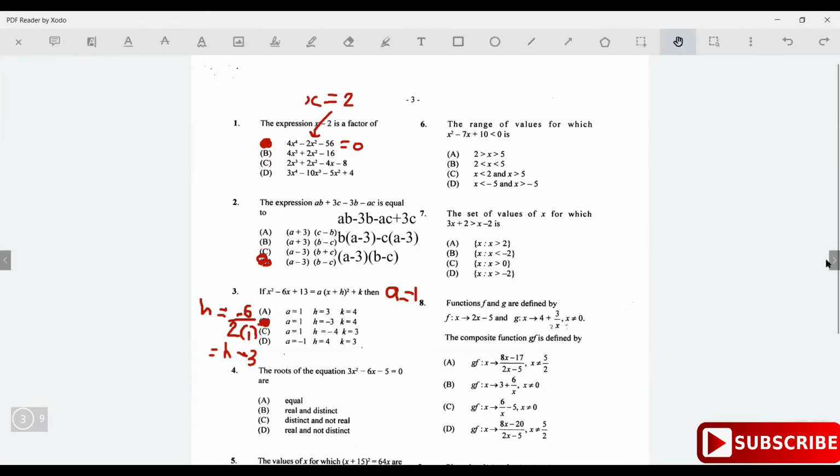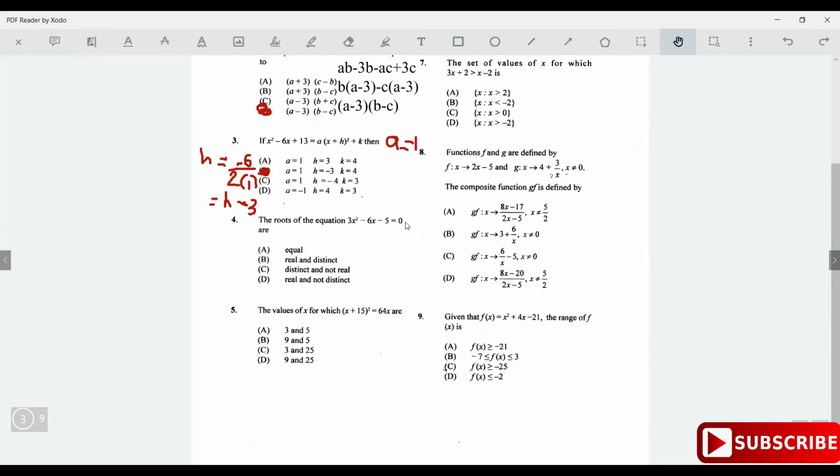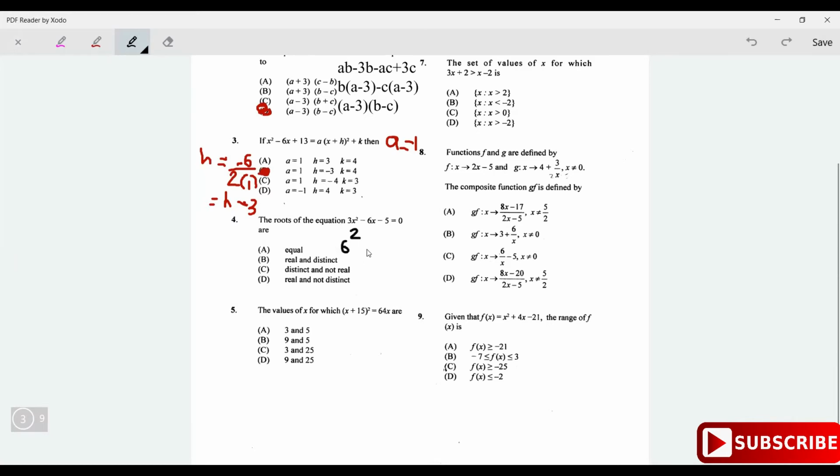Moving along. Question 4. The roots of the equation are, to work out the roots, you need to find the discriminant. The discriminant is b squared, so it's going to be minus 6 squared minus 4 times a times c. So it's minus 4 times 3 times negative 5. Now what you're going to get is 6 squared is 36. Then minus and minus give you plus, so then it becomes plus. That's 4 times 3 is 12 times 5 is 60. So 60 plus 36 is 96, which is greater than 0. And so the roots are real and distinct.